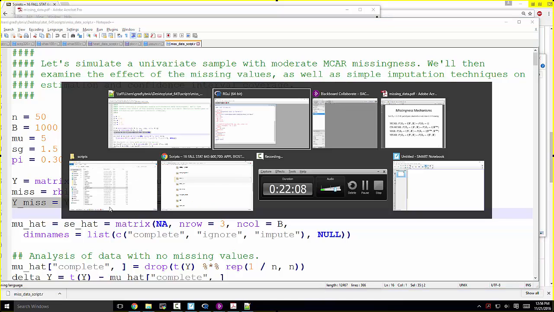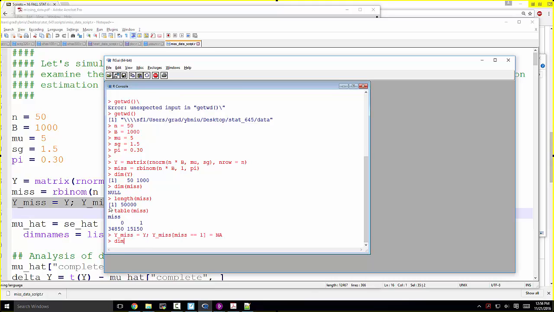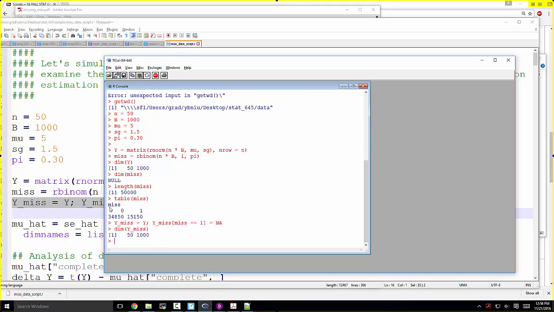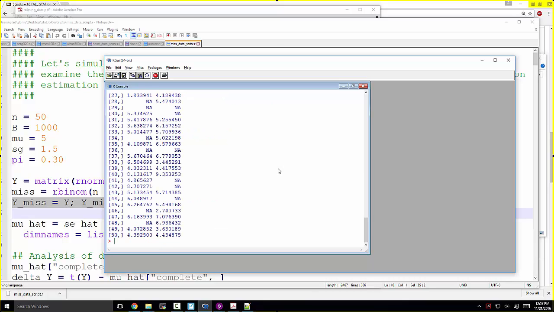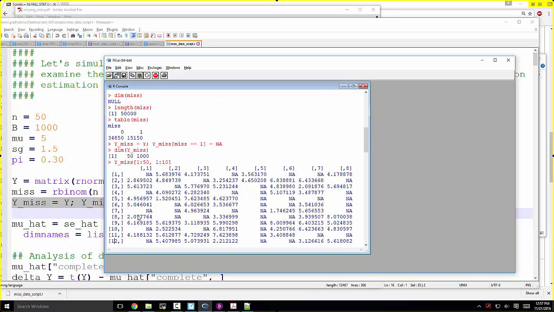So let me show you what it looks like after doing this. Y miss is 50 by 1,000. And let's look at the first 50 rows and first 10 columns, say. So we started with numbers everywhere, and now there are these NAs scattered around in our simulated data. Each column is, again, a simulated data set that we're going to play with. So we might have a sample of size 50, like this in column 1. We have numbers, but in some cases we have NAs.